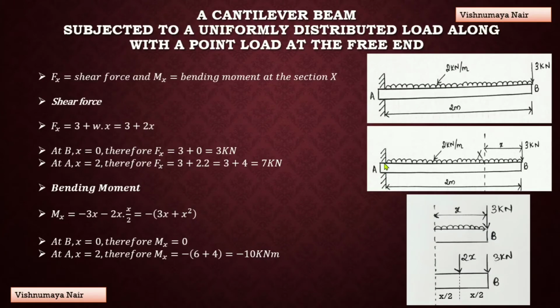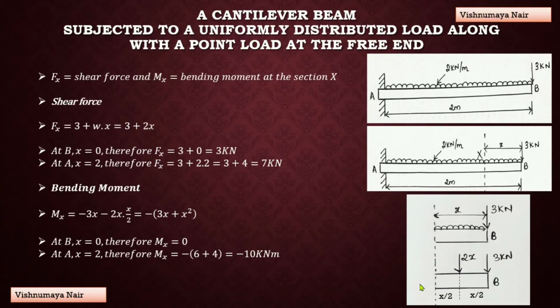Now at this point A, that is when x equal to 2 meters, we have shear force Fx equal to 3 plus 2 into 2. That is 3 plus 4, which is equal to 7 kN. Therefore, the shear force at this end is equal to 7 kN. Now, let's find out the value of bending moment at this section.